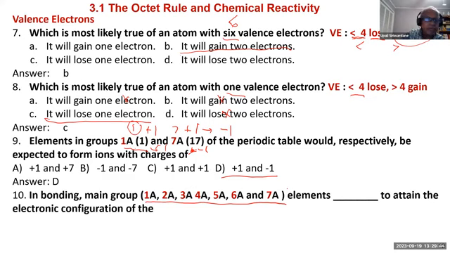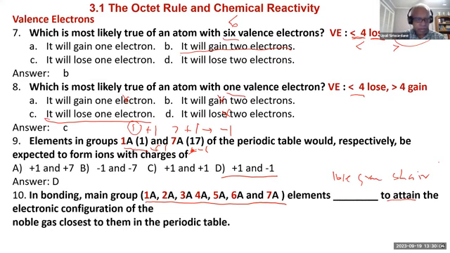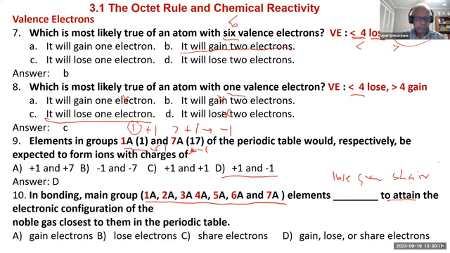These are the main groups I showed you in the periodic table. To make a bond, they lose, gain, or share electrons to achieve the electron configuration of a noble gas. So the answer is lose, gain, share electrons.